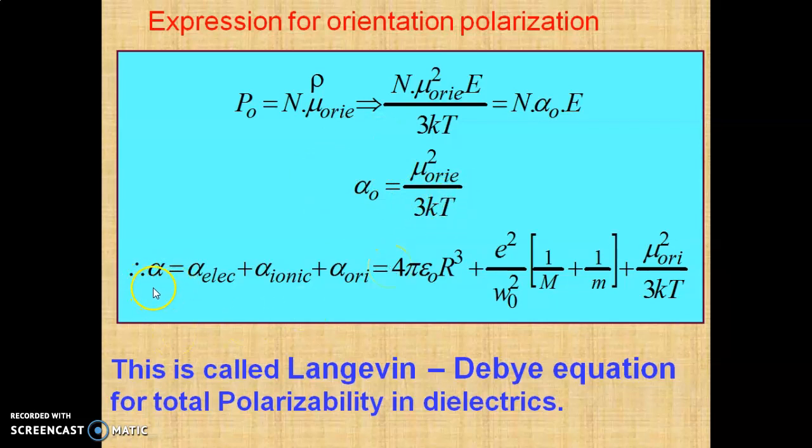So the total polarizability alpha equals alpha electronic plus alpha ionic plus alpha orientation, which you can write equal to 4 pi epsilon naught r cube. You have already derived this one, and this one also, and the summing of all these components is called the Langevin-Debye equation for total polarizability in dielectrics.